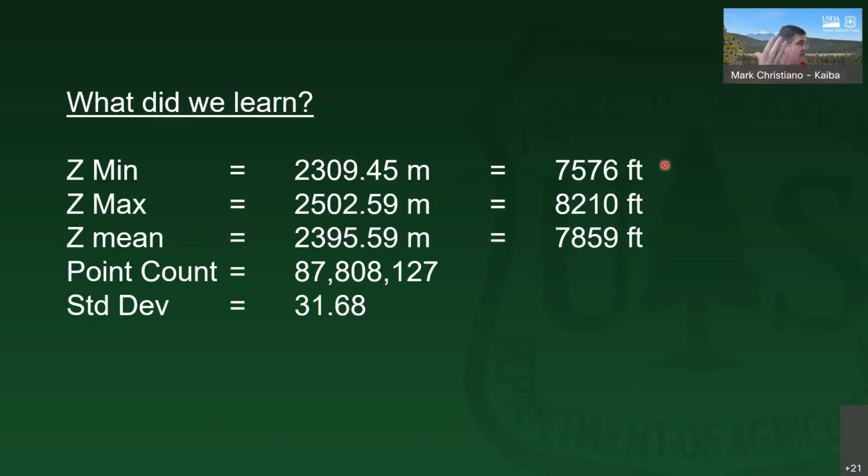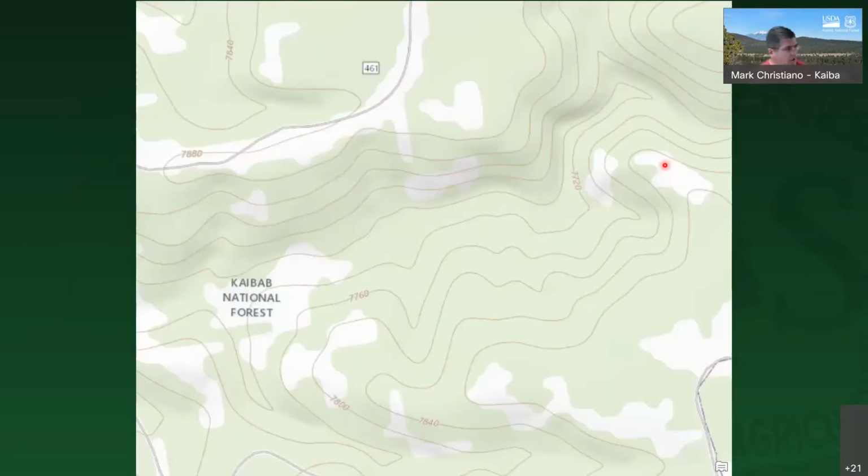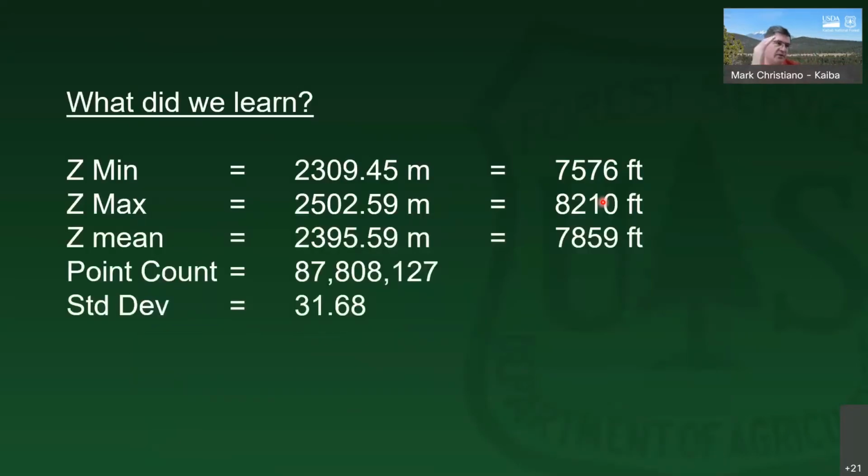I also saw that the min was 7,576 feet for elevation, and the highest was 8,210. Okay, does that make any sense though? Like, is my data actually good? So I jumped back to that quick topo shot I showed you, and I was like, okay, well, 7,880 and 7,720. Okay, that makes sense. That I think my data is in the right area. Again, I like to stop and do those checks. Like, does my data make sense before I go too far? So that was definitely a tool worth running to sort of make me feel better.